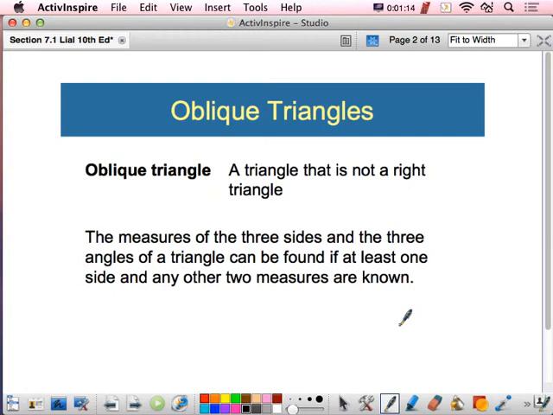So here's what you need to know to get started. The measures of the three sides and the three angles of a triangle can be found as long as you know at least one side and any two other measures. Okay? You have to know at least one side. Does anyone know why?